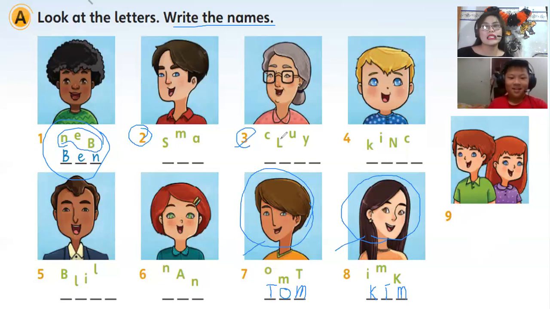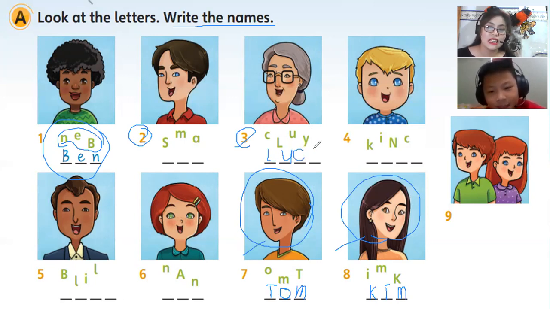Okay, so what is the name of number 3? This is Lucy. Okay, Lucy. The grandma. Yeah, the grandma is Lucy. Okay, what letter should we write first? L. Okay, L. U. U. Mm-hmm. C. C. Y. Okay, very good. Lucy.